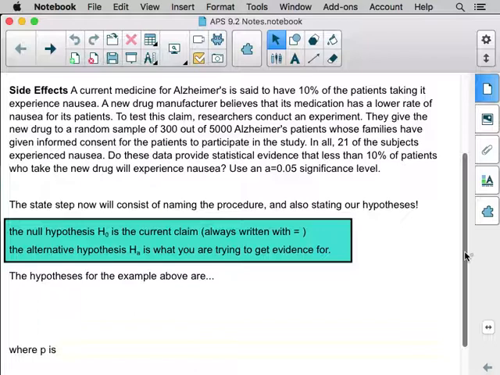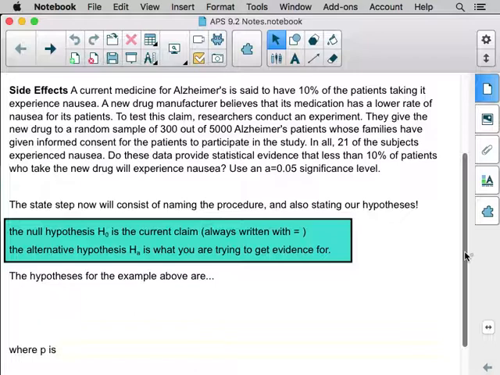Okay, so let's take a look at this. A current medicine for Alzheimer's is said to have 10% of the population taking it experience nausea. A new drug manufacturer believes that its medication has a lower rate of nausea for its patients. To test this claim, researchers conduct an experiment. They give the new drug to a sample of 300 out of 5,000 Alzheimer's patients whose families have given informed consent for the patient to participate in the study. In all, 21 of the subjects experienced nausea. Do these data provide statistical evidence that less than 10% of patients who take the new drug will experience nausea? Use a 0.05 significance level.